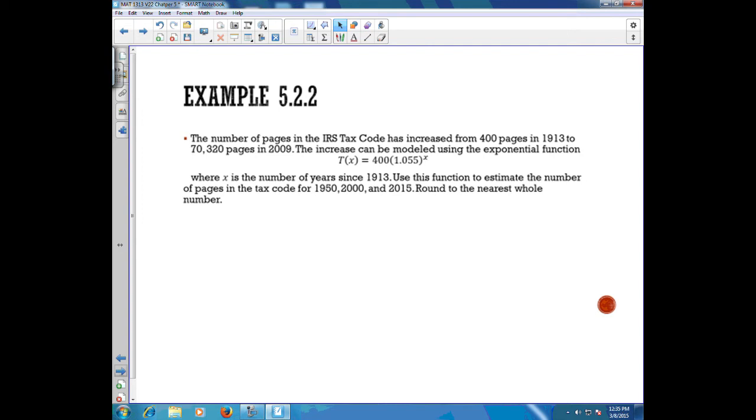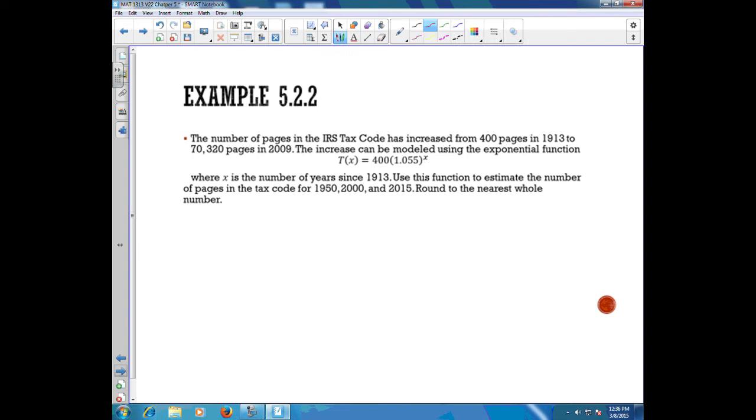So, the number of pages in the IRS tax code has increased from 400 pages in 1913 to 70,320 pages in 2009. That increase can be modeled using the exponential function shown there, where x is the number of years since 1913. We want to use this function to estimate the number of pages in the tax code for 1950, 2000, and 2015. We want to round to the nearest whole number.